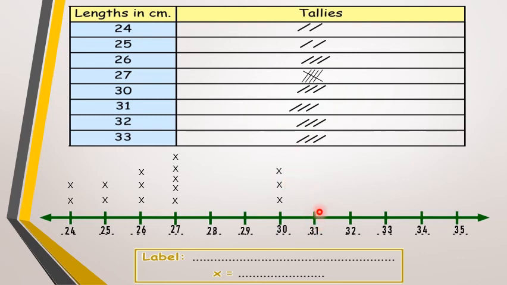31 has 3 tallies, so I represent it with 3 X's. 32 has 3 tallies, so I represent it with 3 X's. And 33 has 3 tallies, so I represent it with 3 X's. The label here is length of blue string. The label tells what this number is about. This is the length of the blue strings in centimeters. Each X represents one string.